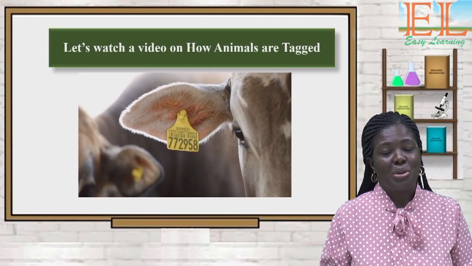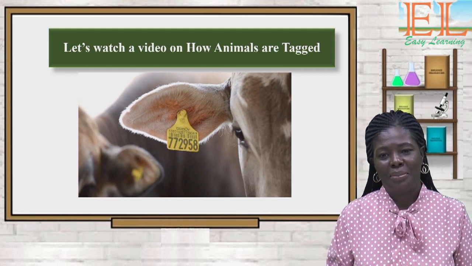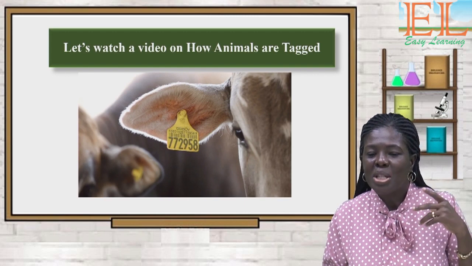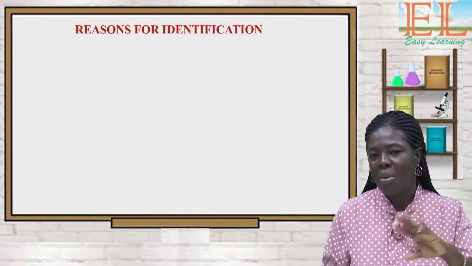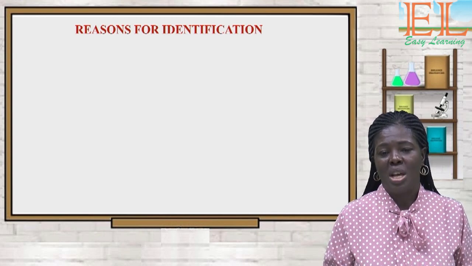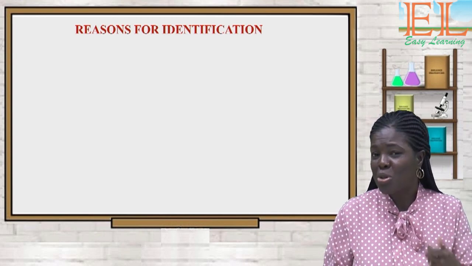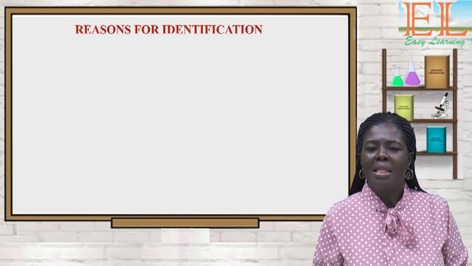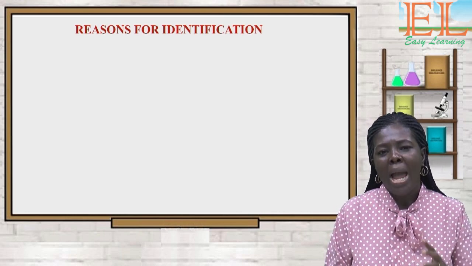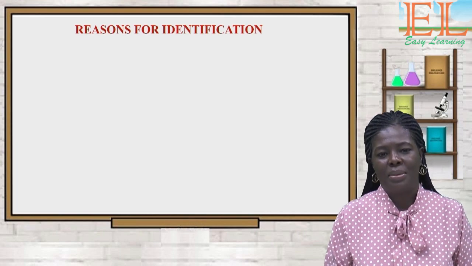Welcome back. So you saw how tagging is done, and you see sometimes after you've done it, because it will be paining the animal, you saw how it was playing with it in order to reduce the pain a little for the animal. It also shows that you care. Now let's look at reasons for identification. Why do we mark our animals?